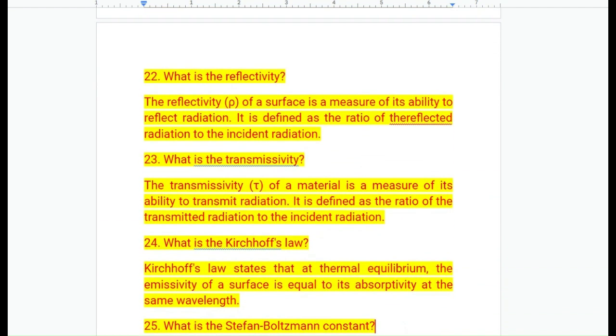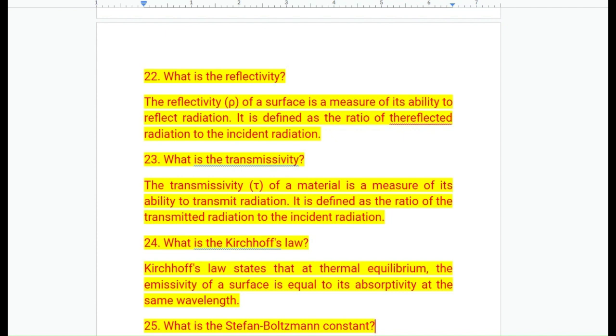21. What is the absorptivity? The absorptivity, alpha, of a surface is a measure of its ability to absorb radiation. It is defined as the ratio of the radiation absorbed by a surface to the incident radiation.